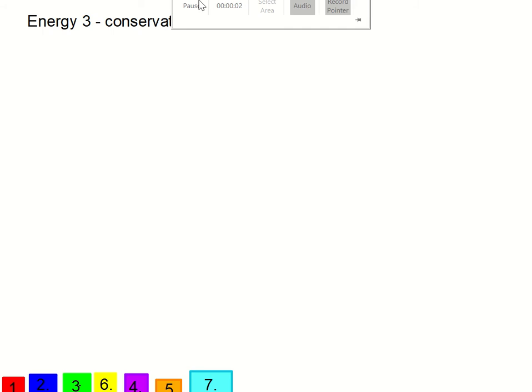We're back again. This is the third energy video, this time on conservation of energy and efficiency. So the last video we looked at was energy pathways and energy transfers, and we said that in a situation you start off with one type of energy, you end up with a different type of energy, and in between something happens to cause that energy transfer.